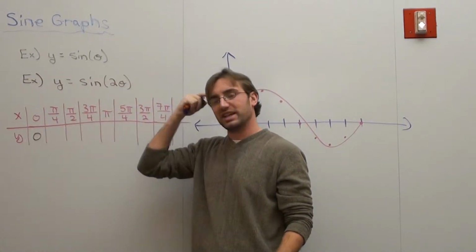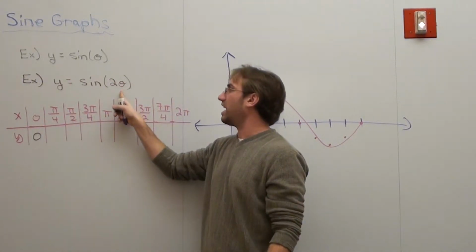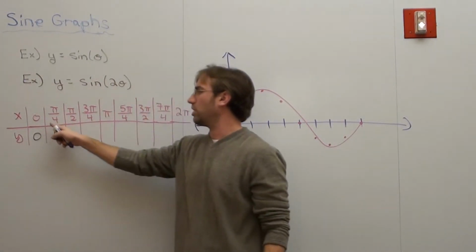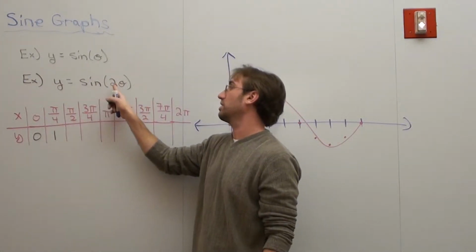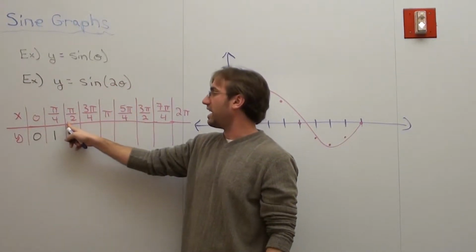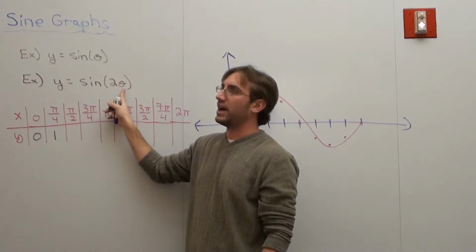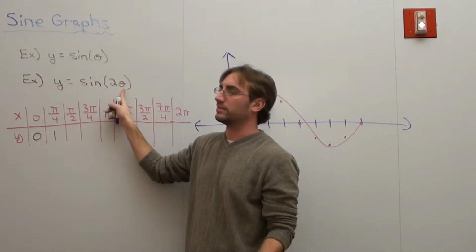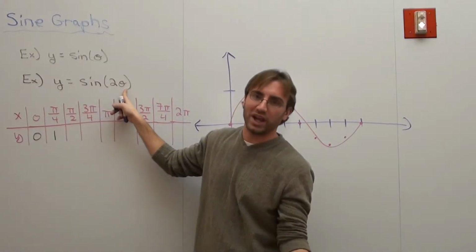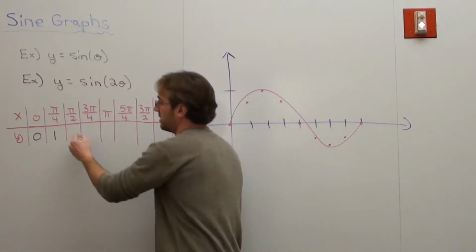Even though I put it in radians, I always convert it to degrees. Sine of 90 degrees is 1. But it's not root 2 over 2, because 2 times 45 degrees is 90 degrees, it's 1. This is 90 degrees. 2 times 90 degrees is 180. Sine of 180 is 0.